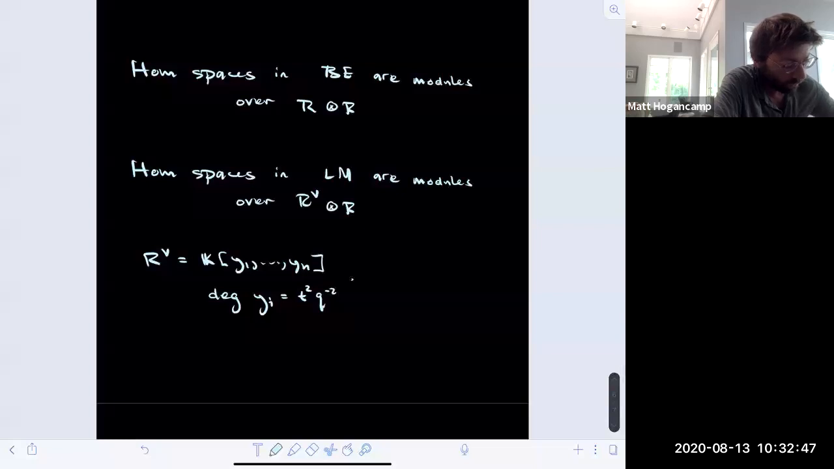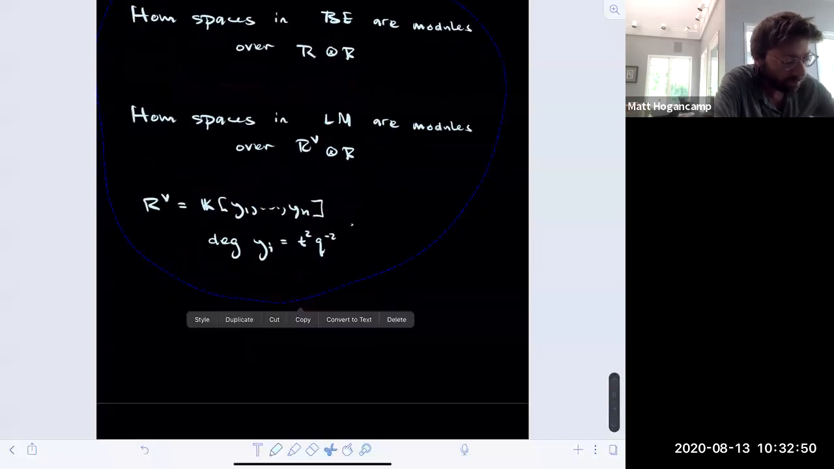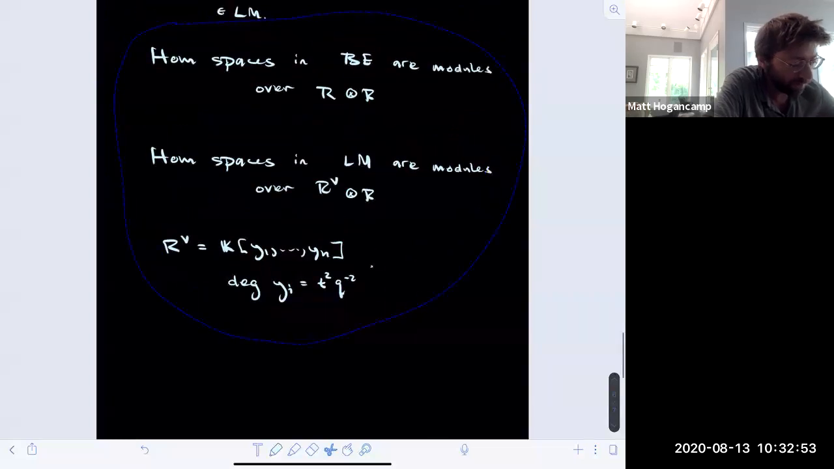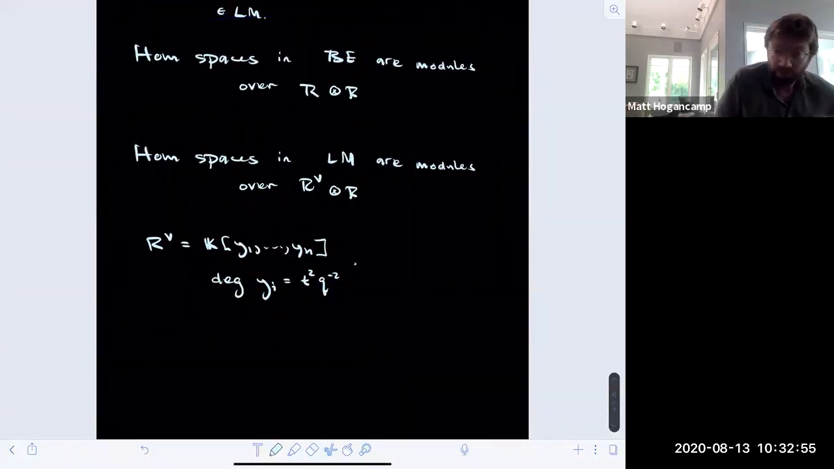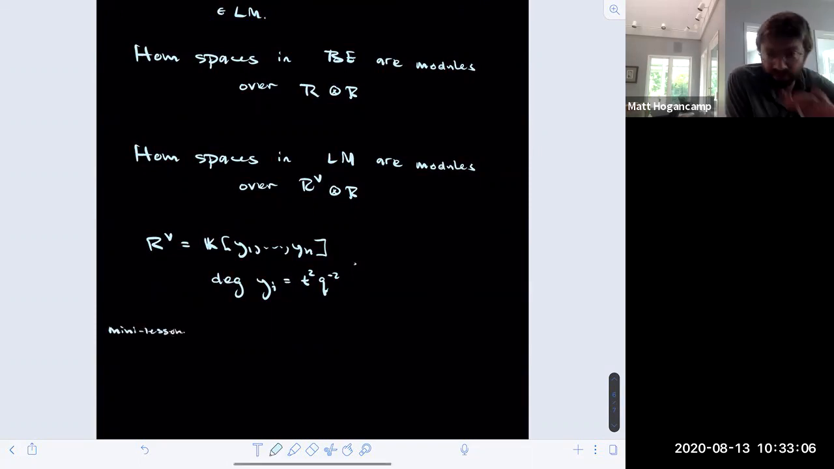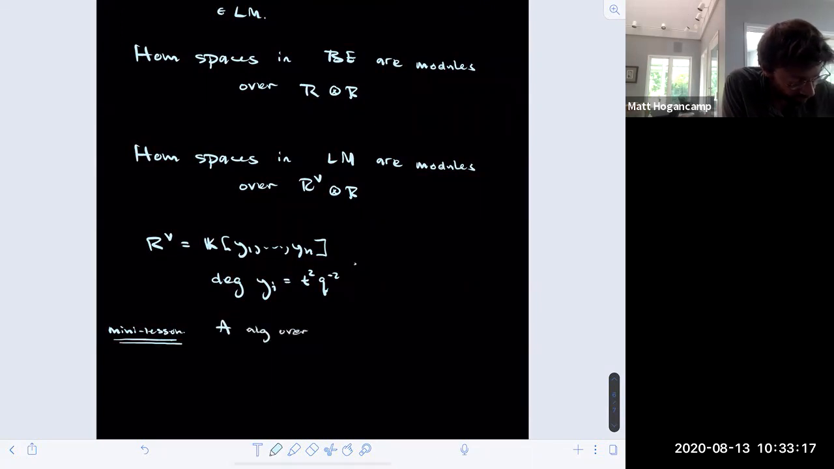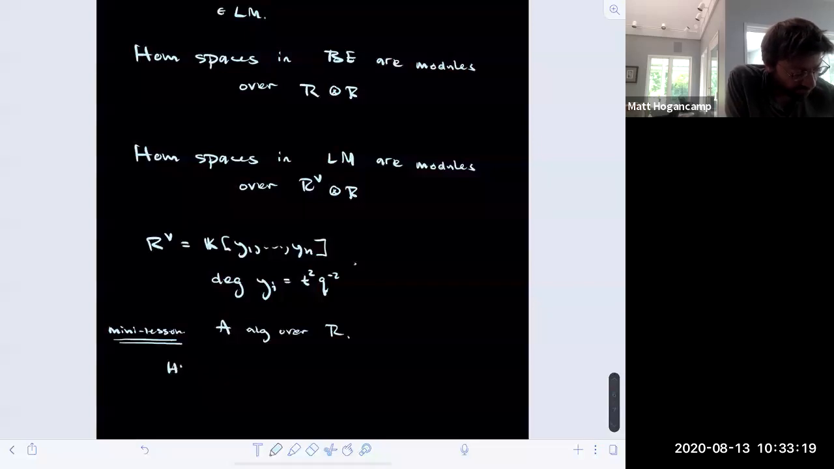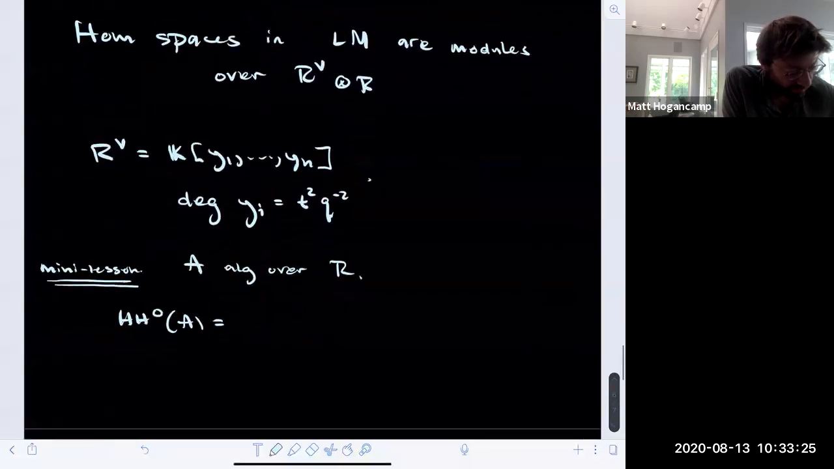So, where does it come from? This will be somewhat self-contained, but I think it's a useful little mini lesson. So consider, in a somewhat abstract situation, an algebra A over a ring R. Then HH upper 0, the Hochschild cohomology, is just a fancy word for the center of A.